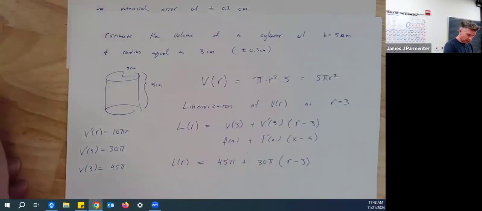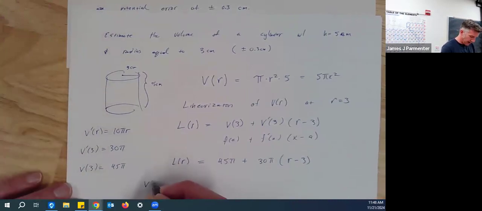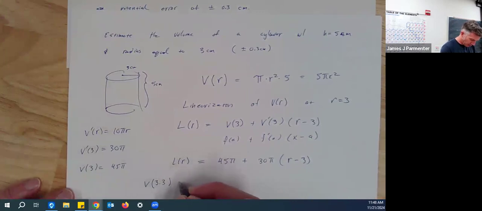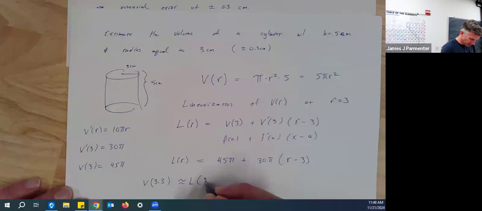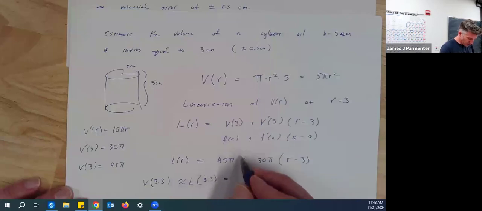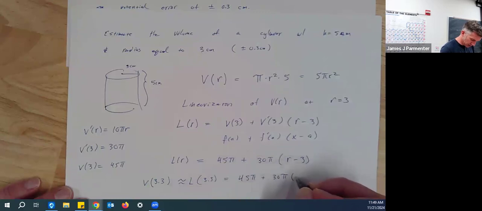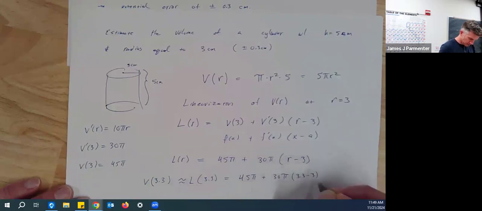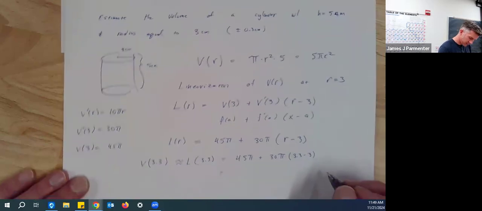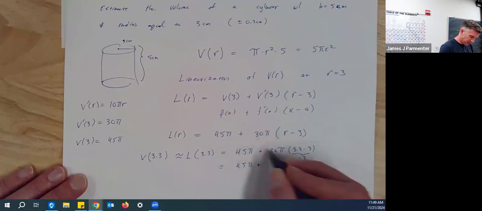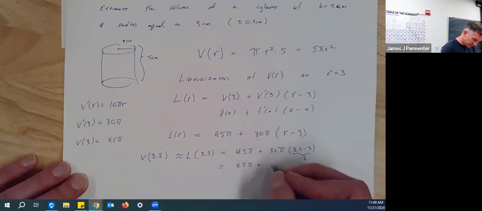So then, if we want to estimate the volume, and I always go with the bigger value, the volume when the radius is 3.3 centimeters would be approximately the linearization when we plug in 3.3 centimeters, which is the original volume of 45 pi cubic centimeters plus our estimate of the error, essentially. That's going to be 45 pi plus 0.3 times 30, which is going to be 9.